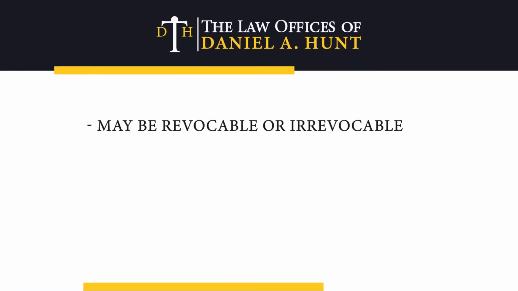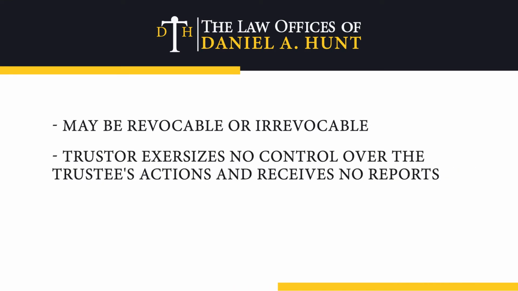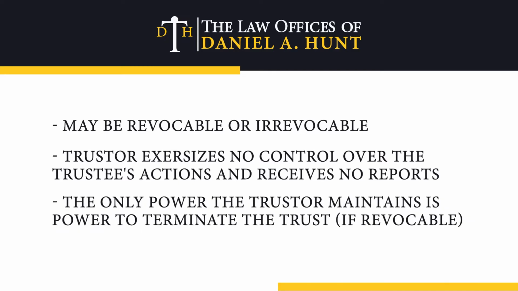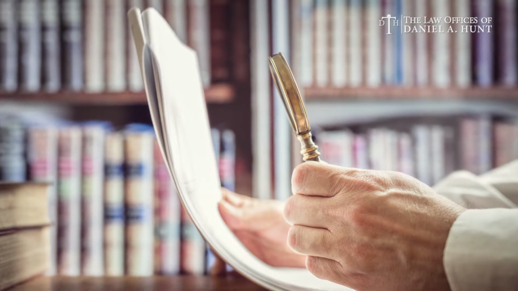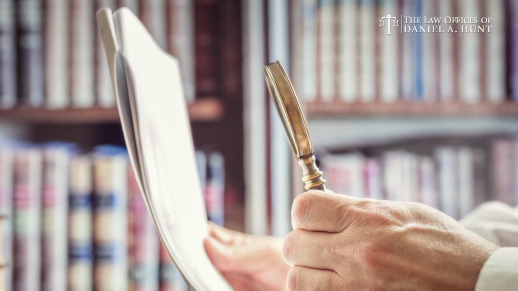A blind trust may be a revocable trust or an irrevocable trust. The trustor exercises no control over the trustee's actions and receives no reports from the trustee while the blind trust is in effect. The only power the trustor maintains is the power to terminate the trust if it is revocable. If the trust is irrevocable, then the trustee continues until the designated time for the beneficiaries to inherit their assets.